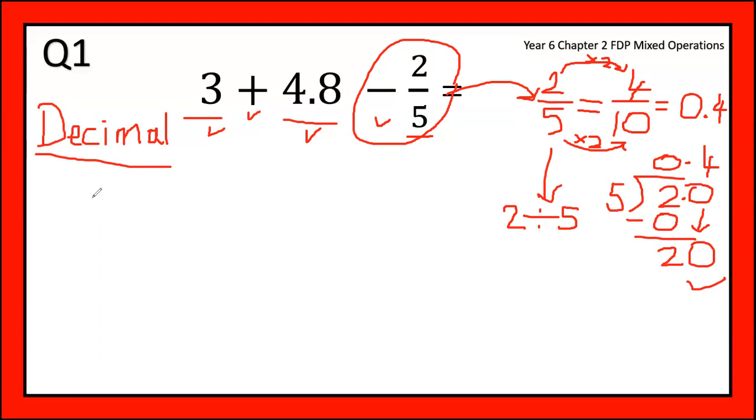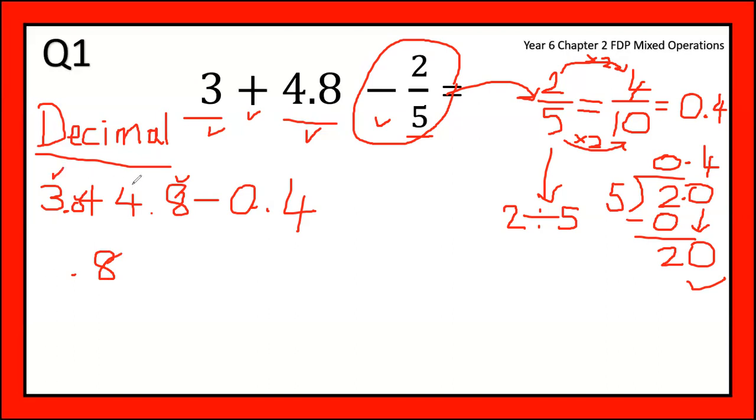Now we go back to our question and rewrite the whole sentence again. 3 plus 4.8 minus 0.4. So what do we get? Of course, we can do this mentally. This is 3.0. So 3.0 plus 4.8. 0 plus 8, it's 0.8. 3 plus 4 is 7.